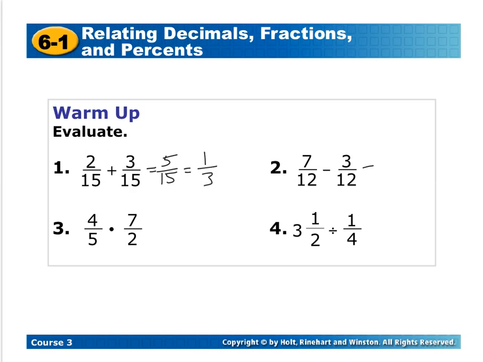Number 2, same denominator again. 7/12 minus 3/12 would give us 4/12. Both of those are divisible by 4, so it would also give us 1/3.